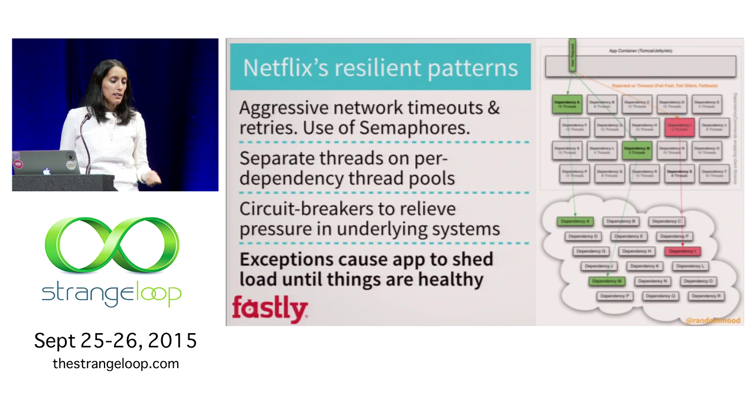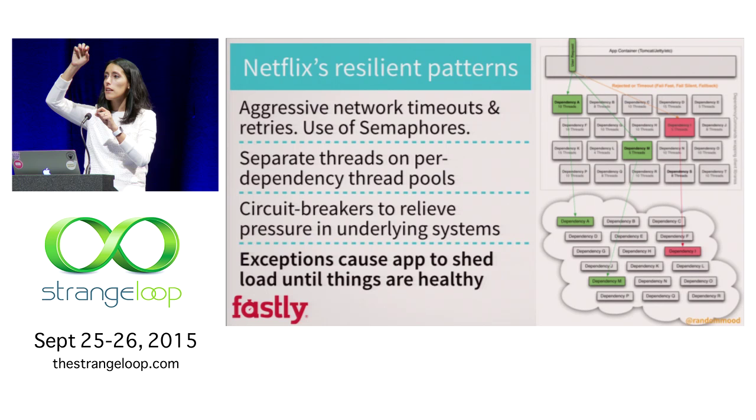So basically, they created pools for each type of dependency, and they started using aggressive network timeouts, retries, or semaphores. They separated the threads into per-dependency pools, and since they had timeouts, they wanted to prevent threads from locking up and consuming all of the resources in the pool.